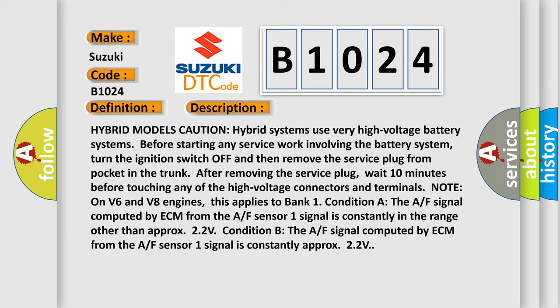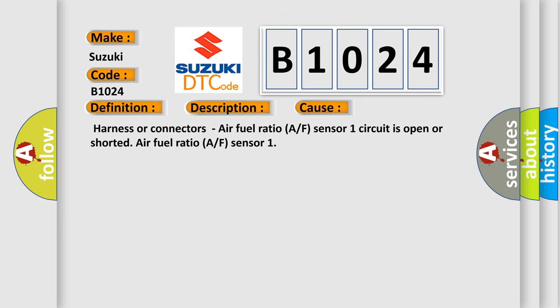Note: on V6 and V8 engines, this applies to bank 1. Condition A: the A/F signal computed by the ECM from the A/F sensor 1 signal is constantly in the range other than approx 2.2 volts. Condition B: the A/F signal computed by the ECM from the A/F sensor 1 signal is constantly approx 2.2 volts. This diagnostic error occurs most often in these cases: harness or connectors, air fuel ratio A/F sensor 1 circuit is open or shorted, air fuel ratio A/F sensor 1.